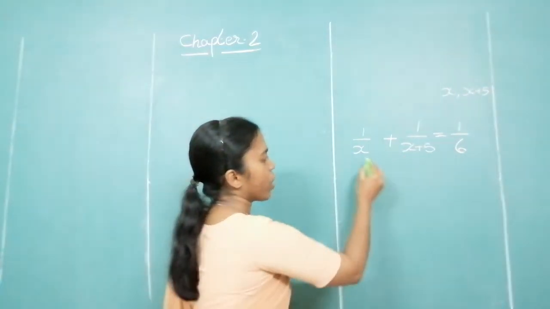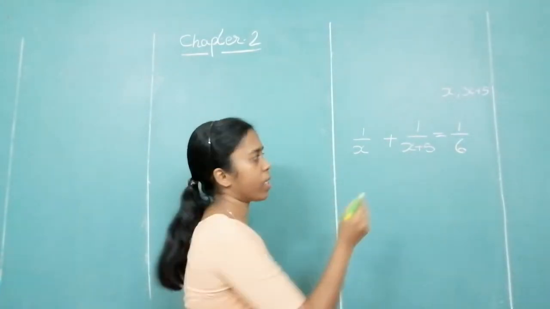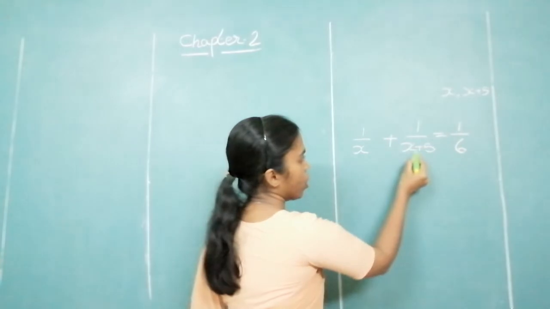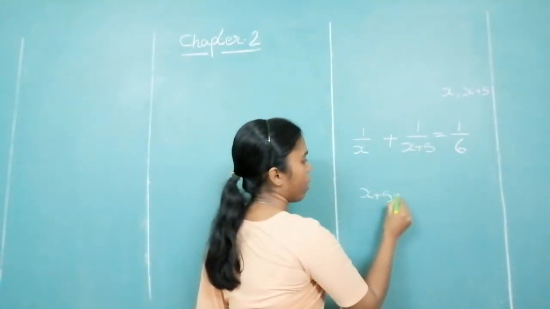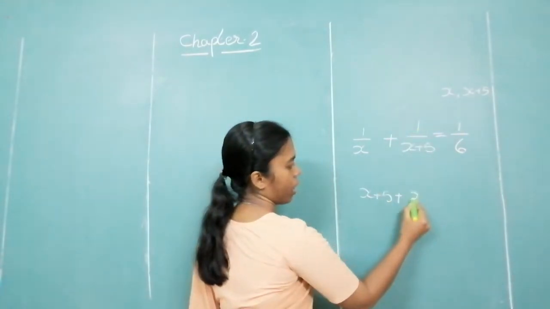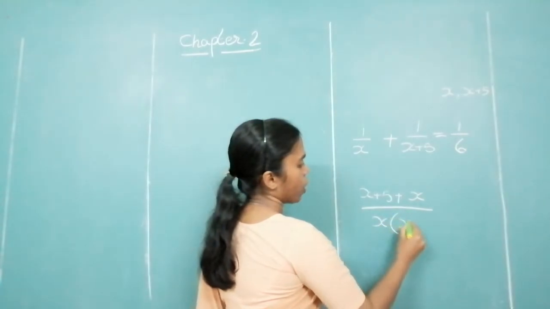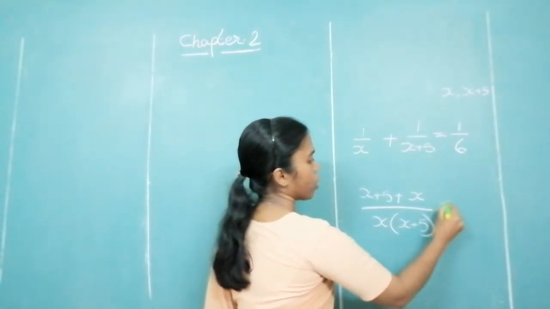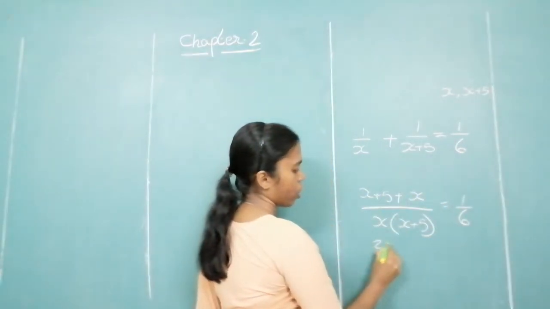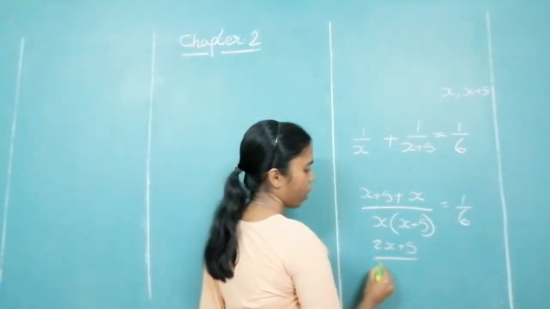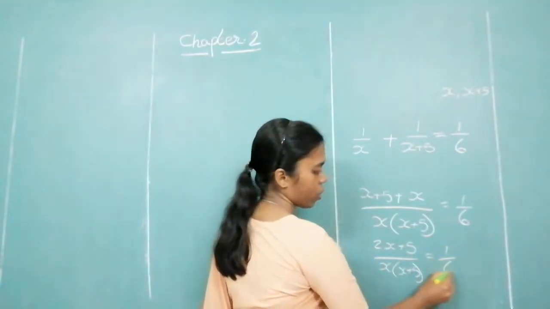How do we solve it? We can see the denominators over here. Find the LCM. Now how do you find LCM? Multiply these two together. So you will multiply this over here to this numerator, that is x plus 5, plus this comes over here, x, upon x into x plus 5 is equal to 1/6. x and x, you will get 2x plus 5 upon x into x plus 5 is equal to 1/6.